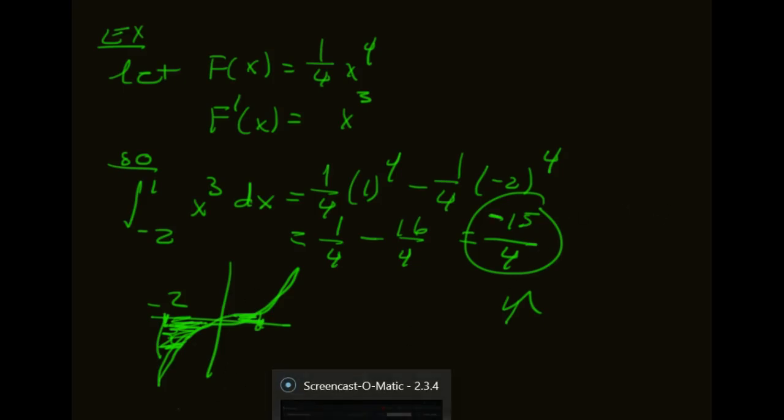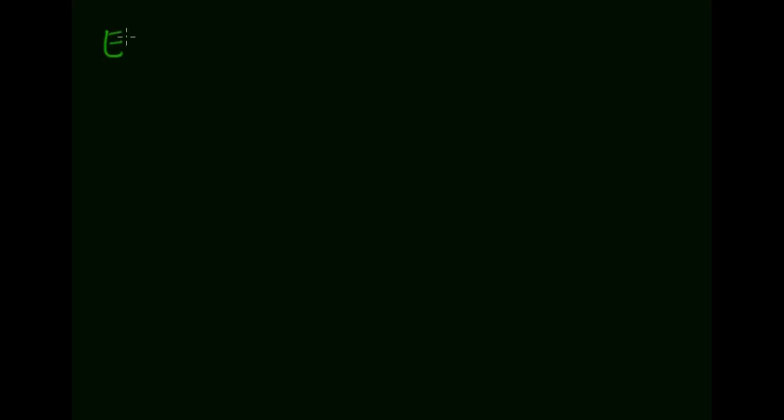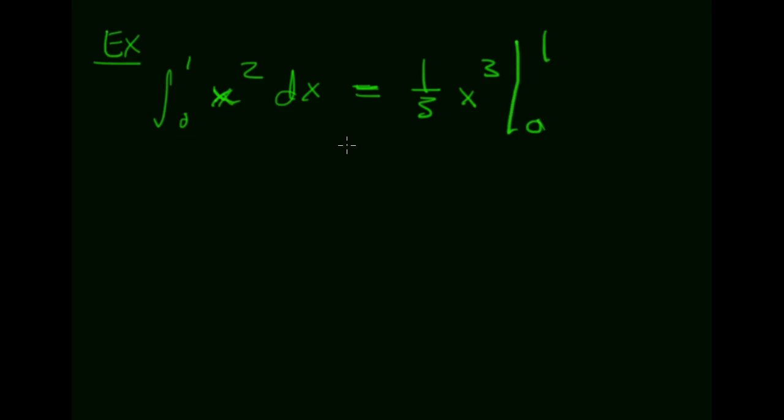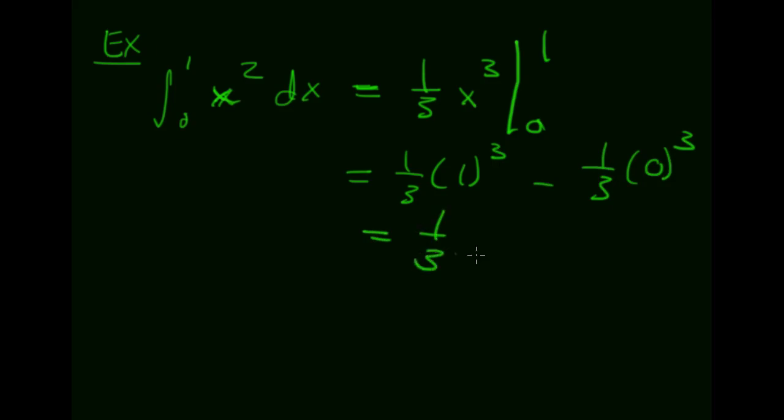All right, so let's look at one more quick example. Let's say I have the integral from 0 to 1 of x squared dx. Well, an antiderivative of x squared should be 1/3 x cubed, right? 3 times a third is 1. Drop it by 1 gets me what I need. So let's say I'm going to take that from 0 to 1, right? Which means that this is 1/3 times 1 cubed minus 1/3 times 0 cubed, which is just simply 1/3.